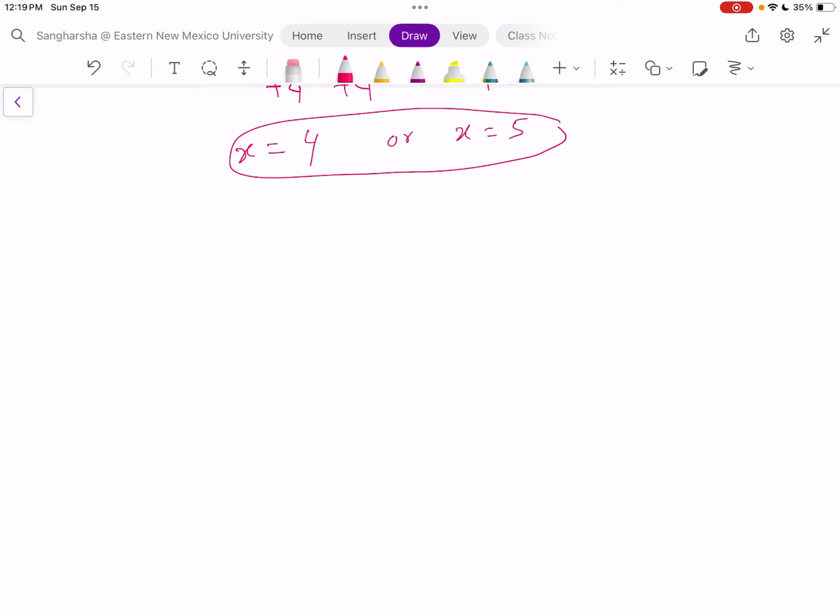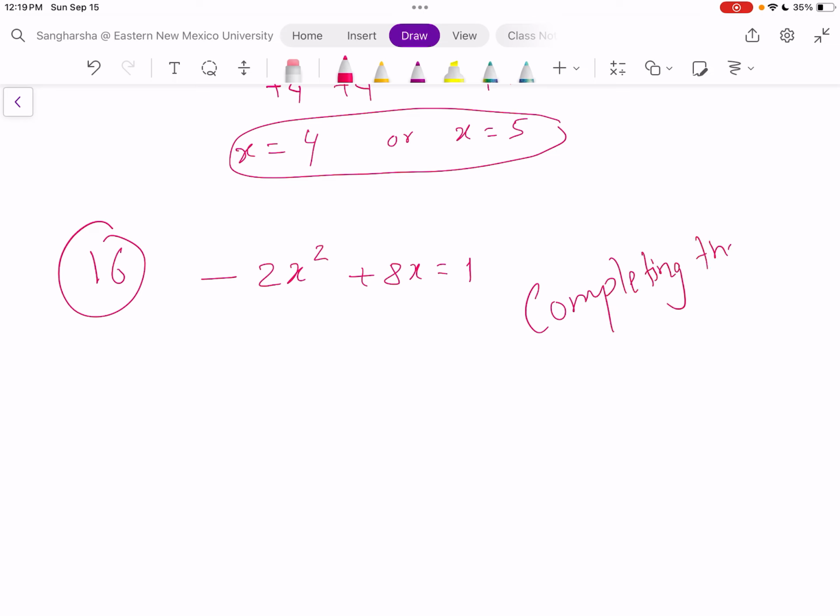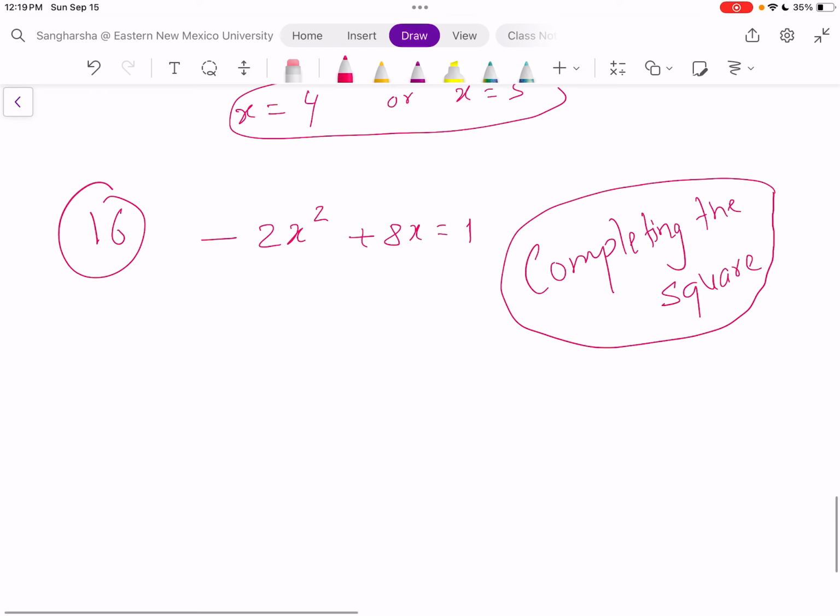So let me choose number 16, and this is also solving quadratic equation, but you have to use a different method, completing the square method. So our equation is negative 2x squared plus 8x equals 1. We are asked to solve this quadratic equation using completing the square. You are not allowed to use quadratic formula. Solving means we need to know the value of this variable. What variable makes this equation true, we need to find that number. Now since this is a quadratic equation, every quadratic equation has at least two solutions.